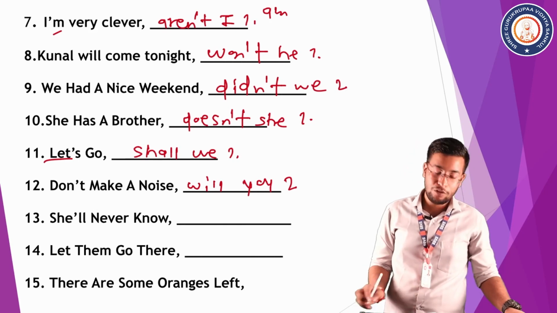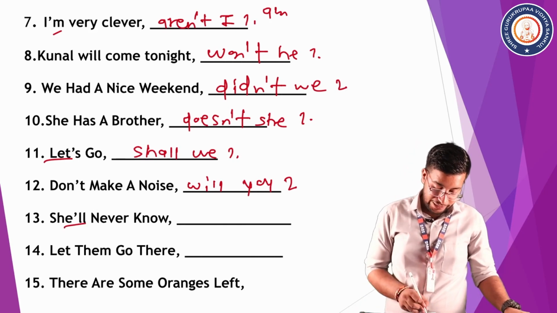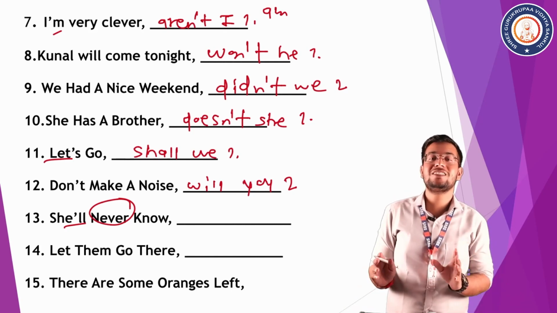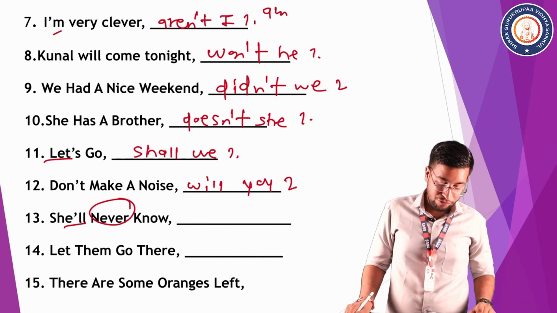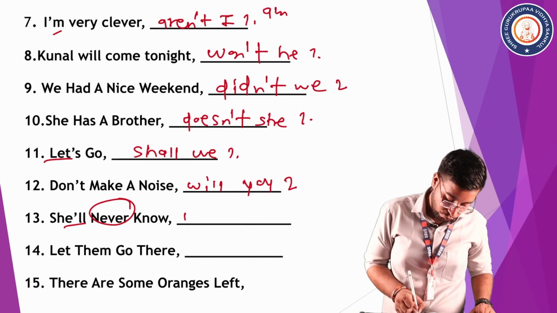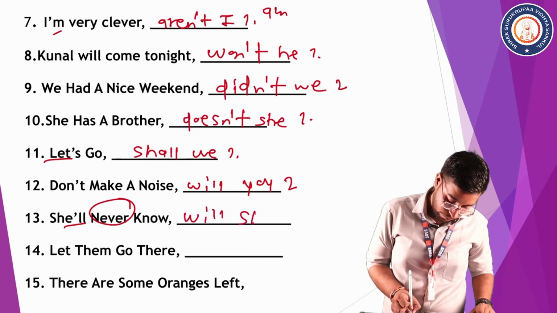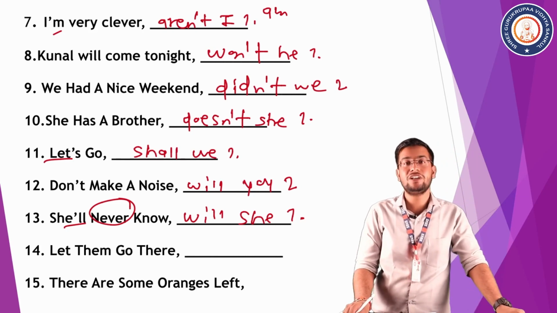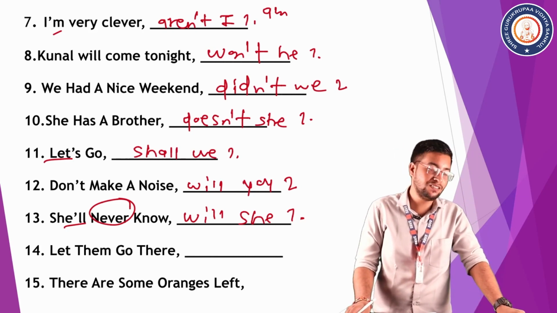See, she will never know. What is the helping verb here? Will. And never is already a negative word, so this makes the sentence negative. So for she will never know, it will become will she. We won't write won't. Why? Because the negative never is used here, and this makes the sentence negative.